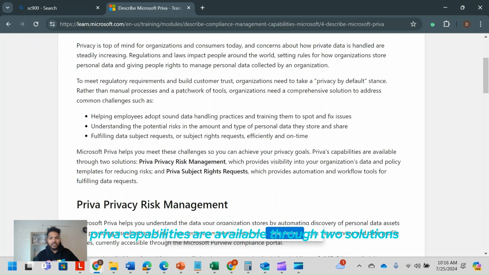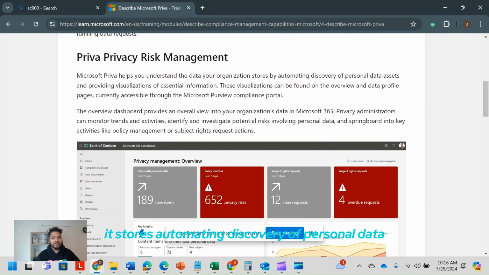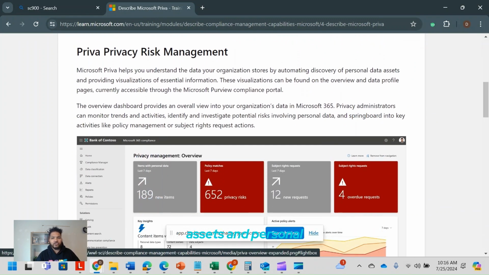Priva capabilities are available through two solutions: Priva Privacy Risk Management, which provides visibility into your organization's data and policy templates for reducing risk, and Priva Subject Rights Requests, which provides automation and workflow tools for fulfilling data requests. So what is privacy risk management? It automates the discovery of personal data assets and provides visualizations of essential information.